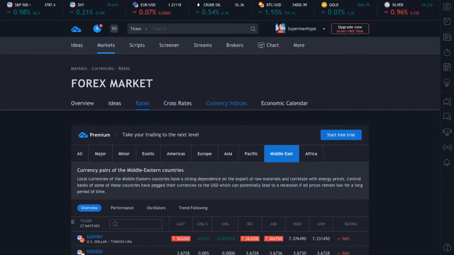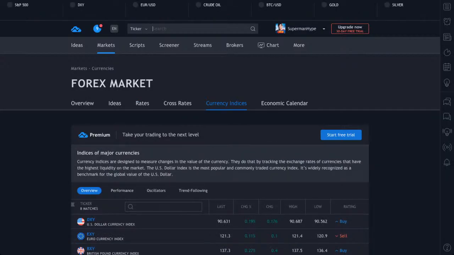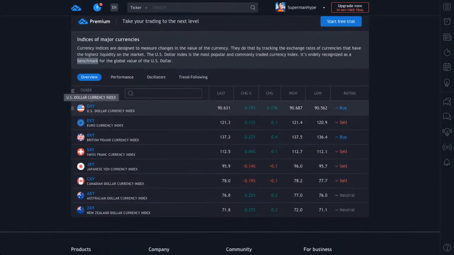Then at the end, we've got currency indices. So these will be a basket of currencies. Currency indices are designed to measure changes in the value of a currency. They do that by tracking the exchange rates of currencies that have the highest liquidity on the market, like the US dollar. Liquidity means that there's a lot of trading and a lot of volume trading it. The US dollar index is the most popular and commonly traded currency index. It's widely recognized as the benchmark for the global value of the US dollar. The benchmark means the one that everyone compares it against. So you can see the DXY there, the US dollar currency index, that's the main one here.